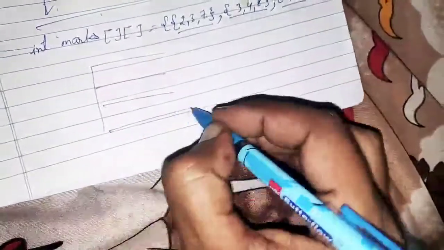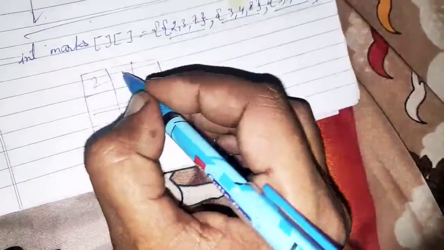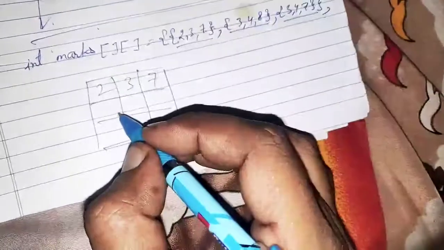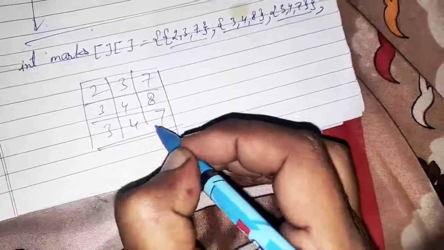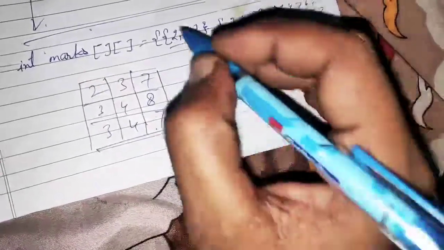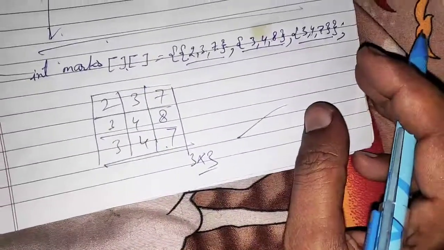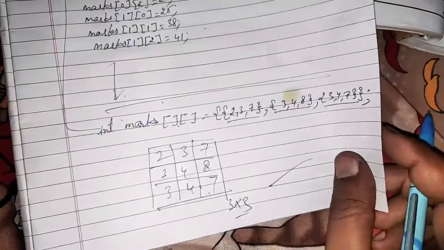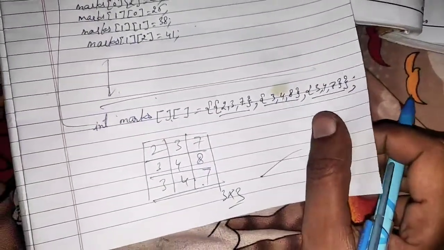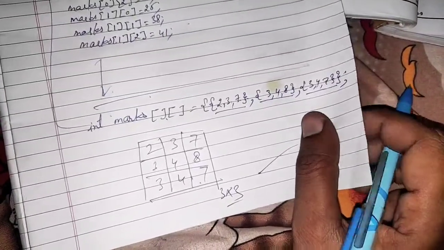So we have created 3 rows and 3 columns. First row 2 3 7, second row 3 4 8, and last row 3 4 7. So this will be the 3 by 3 matrix array, and this is the declaration along with the initialization of the 2D array. So in this way you can access the array in Java, 1D or 2D. 1D means one dimensional and 2D means two dimensional array.